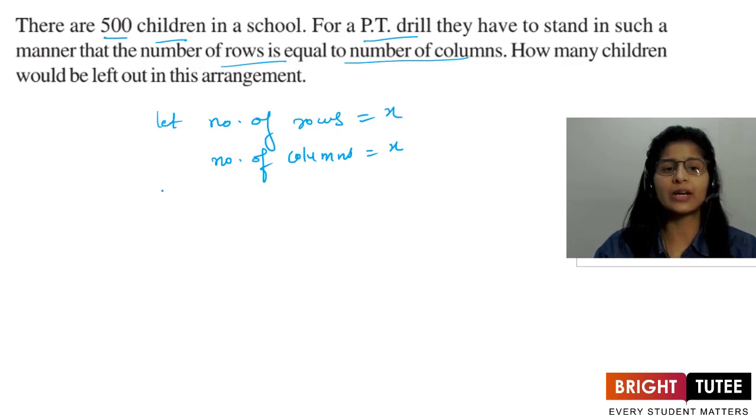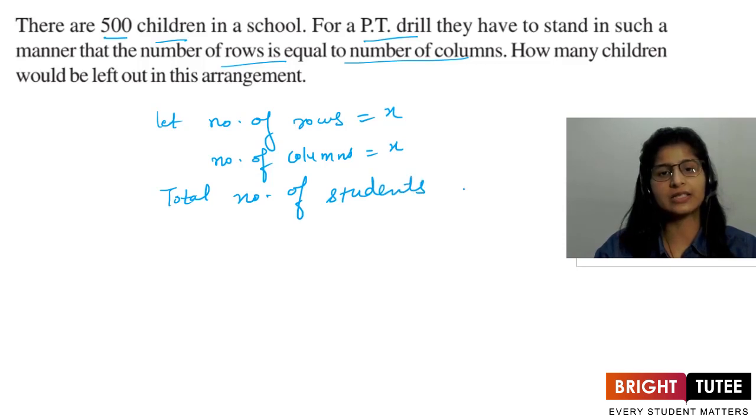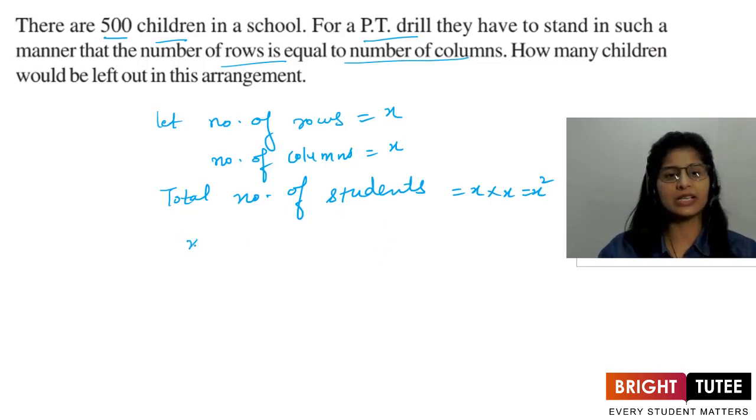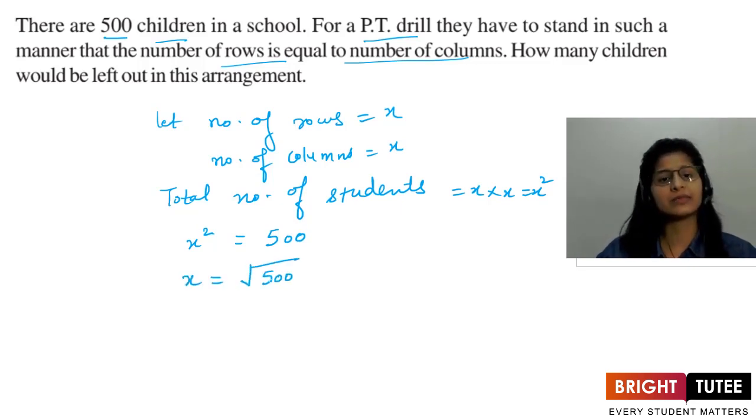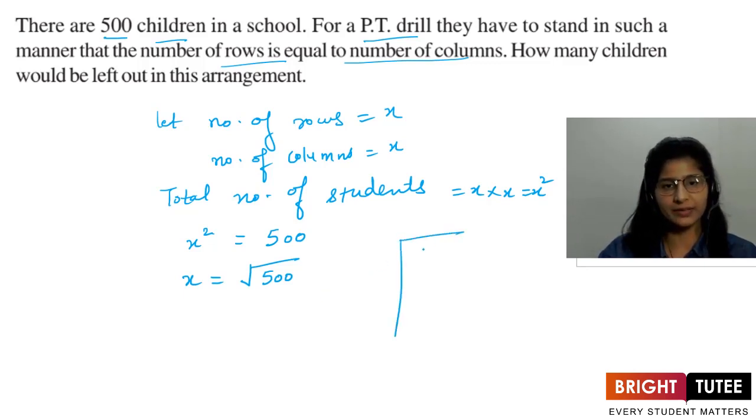So how to find the total number of students? The total number of students is x multiplied by x, that is x square. Clear? Now we know the total number of students is x square. According to the question, the total number of students is 500. So what will be x? Square root of 500. Is 500 a perfect square? Let's check it. It is not actually. So we are going to find the square root of 500.